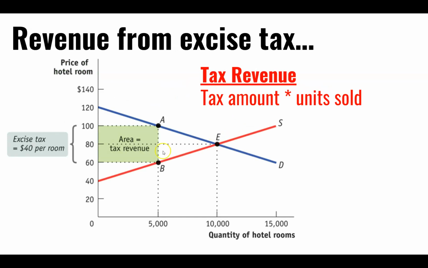Now, how much money do they collect? Well, we've calculated the tax wedge. That's the vertical distance between supply and demand, equal to the size of the tax. And then I can multiply that amount by the number of goods being sold. So the quantity that corresponds with that tax wedge tells me how many units I'm selling. So in this case, it's a $40 tax times 5,000 hotel rooms. And this area in green, this rectangular area, is all of the money being collected by the government for the tax. This upper half is being collected from consumers, and this bottom half is being collected from suppliers.